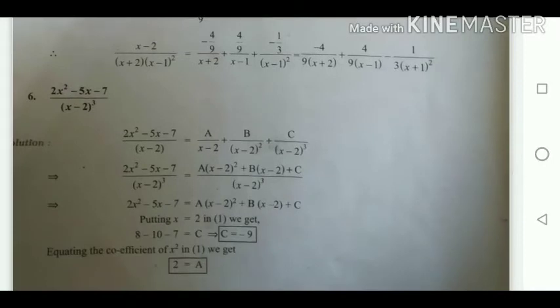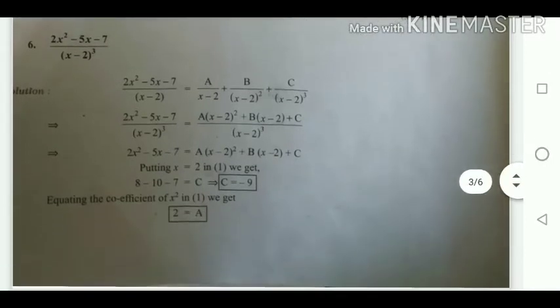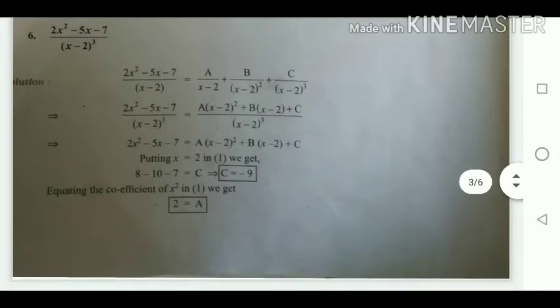It is in cube form. Listen. The sixth sum is different from all methods. Here it is given that (2x square minus 5x minus 7) divided by (x minus 2) whole cube. If it is in cube form, means there are three factors. One is x minus 2, another one is (x minus 2) whole square, third one is (x minus 2) whole cube. Okay. So power 1, power 2, power 3. So all those things are taken as factors in order to solve this problem.